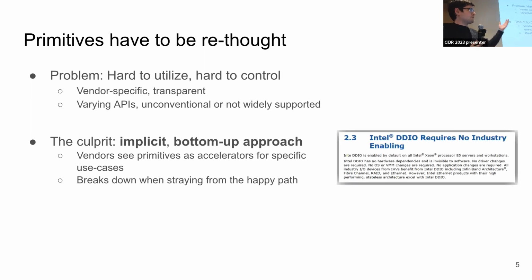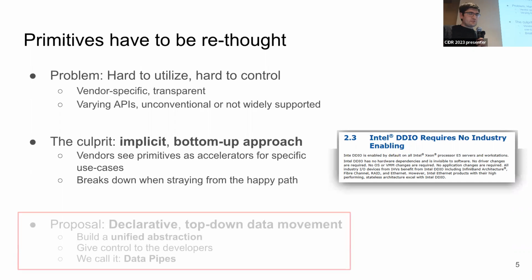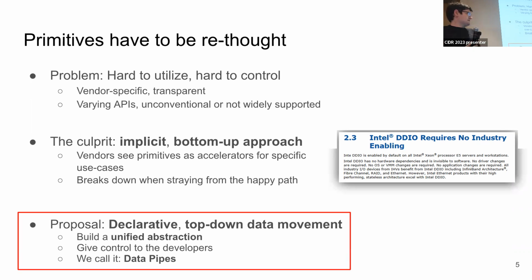And Intel is proud of you not having to do anything, because they say it doesn't require industry enabling. It just does what it is supposed to do in the background. This is great if that's what you want to do. But if you want to use it for something slightly different, you're out of luck. So we think, for those reasons, we should propose an alternative.